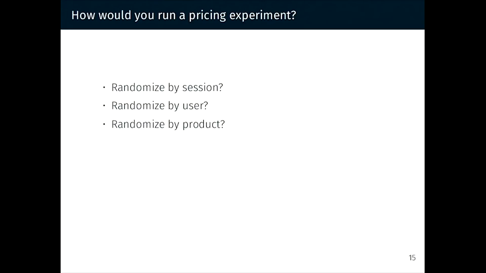So each product in our large catalog of products will randomize to bump the price up a little bit or down a little bit, and then try to measure the effects of price changes that way. That might work. Might still have some issues.